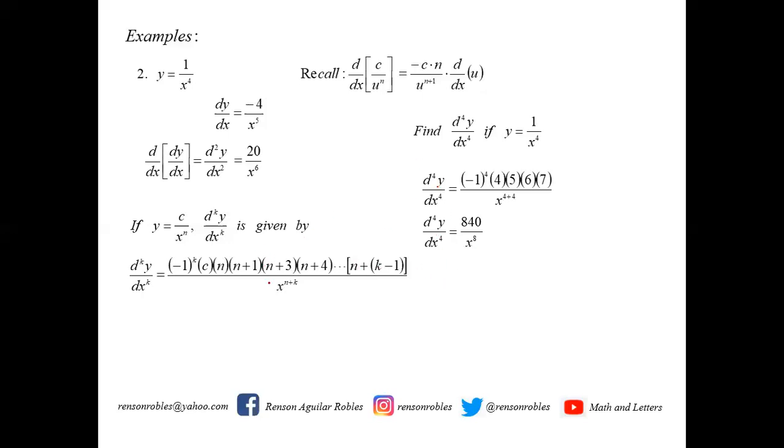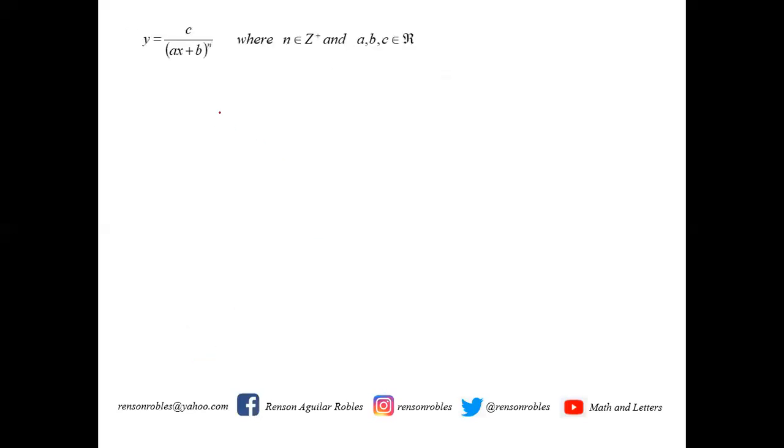Now, we can still expand this formula for y equals c all over the quantity ax plus b raised to n. Okay, say we have y is equal to c all over the quantity ax plus b raised to n, where n is an element of the positive integers and a, b, c are elements of the real numbers. So if we want to get the first derivative, we have n times c, okay, then times the derivative of ax plus b, that's a, and then you multiply it by negative 1 all over ax plus b raised to n plus 1.